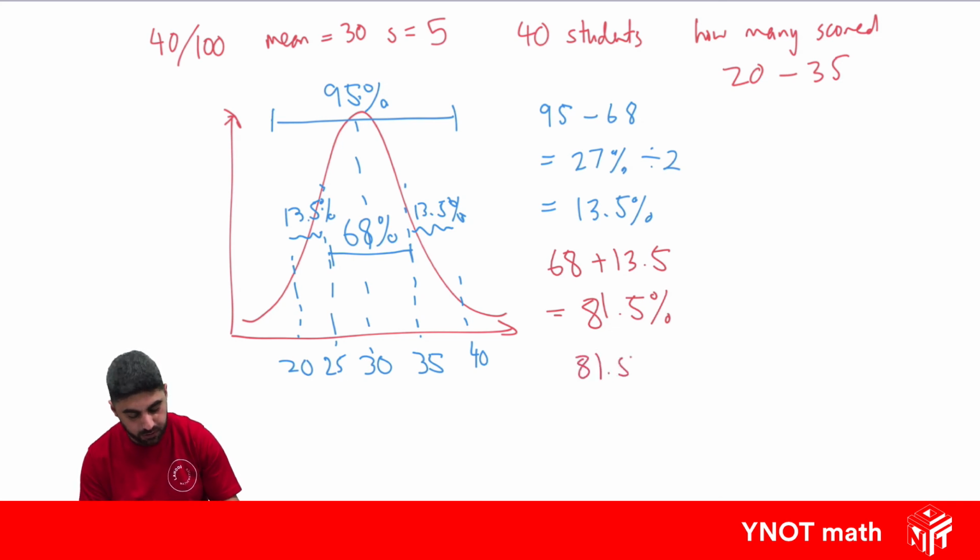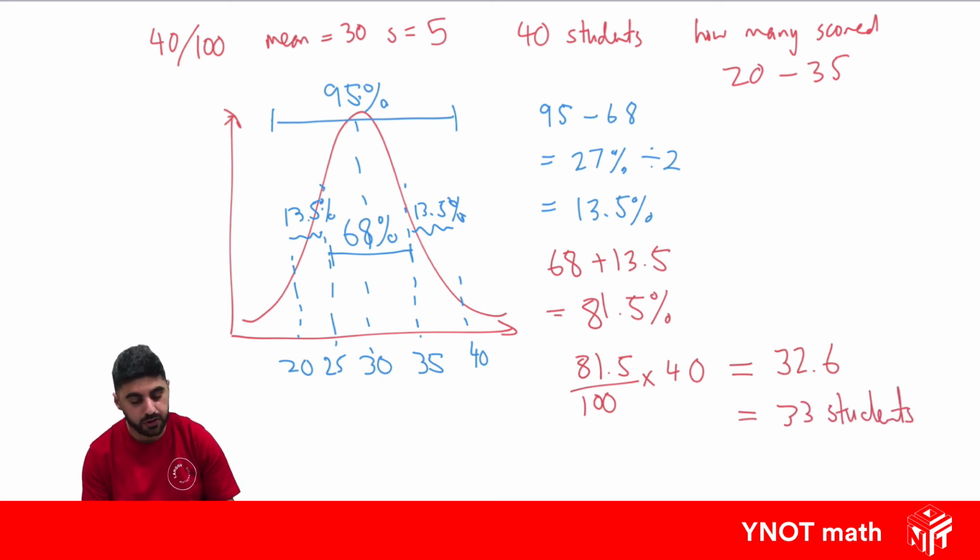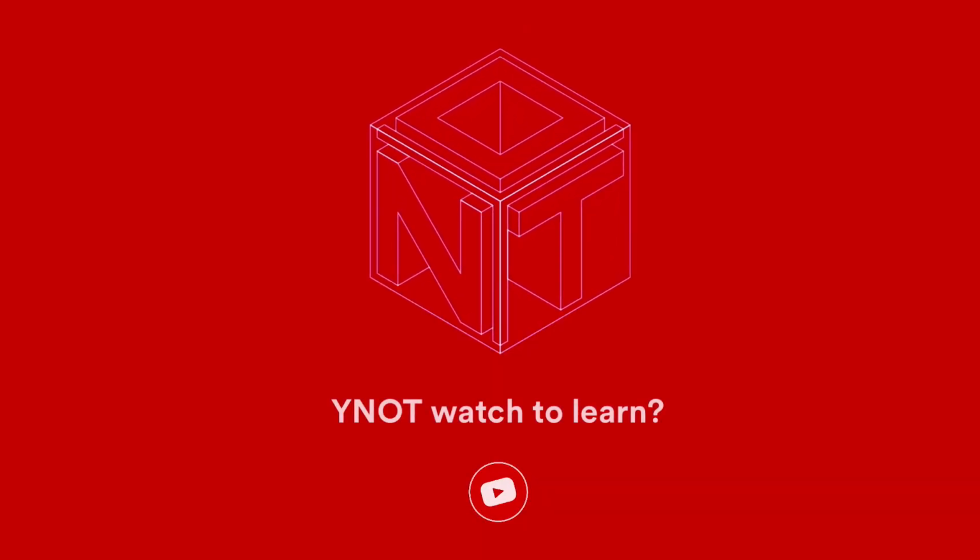And if 40 students sat the exam, we can now just find 81.5% of 40. So we can do 81.5 on 100 times 40. That's going to give us 32.6, but we can't have 0.6 of a student, so we can round it up to 33 students who got in between 20 and 35 for that exam.